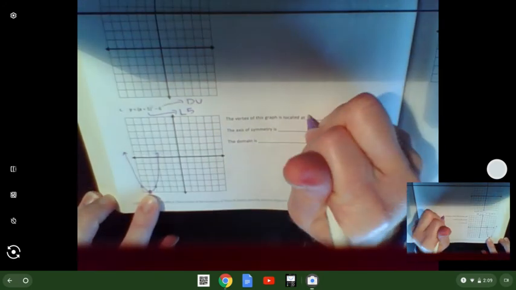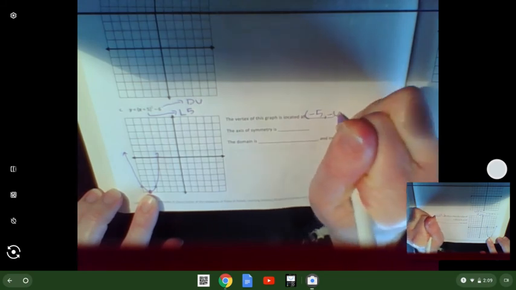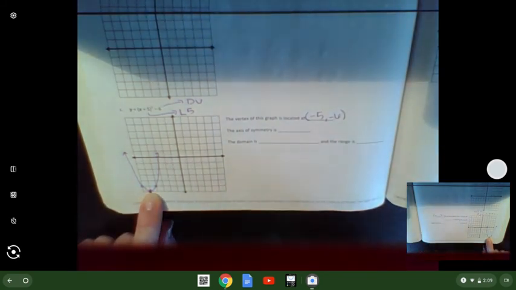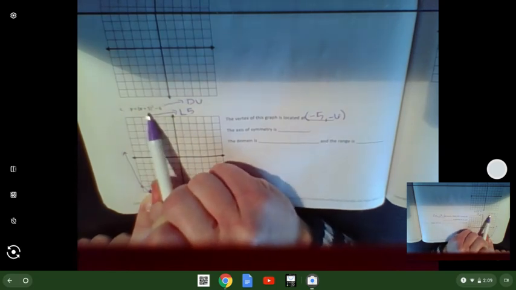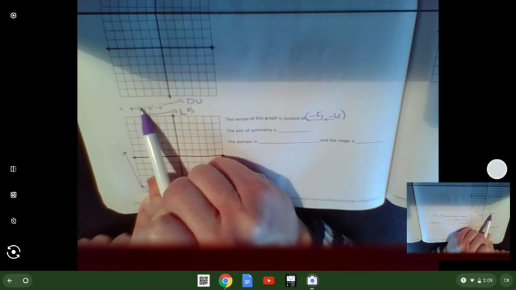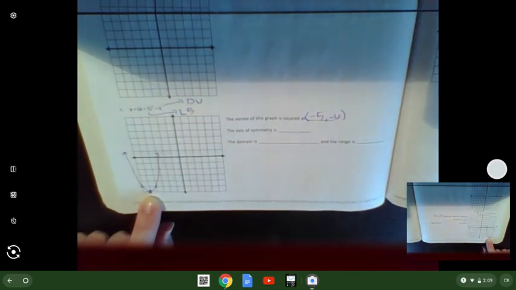So where's the vertex? Well, my vertex, I went to the left 5, so -5. I went down 6, so -6. My vertex is at -5, -6. And again, this is vertex form because there's the -6, really easy to see, but that -5 is right here. It's just opposite of what the sign in the equation actually happens to be.